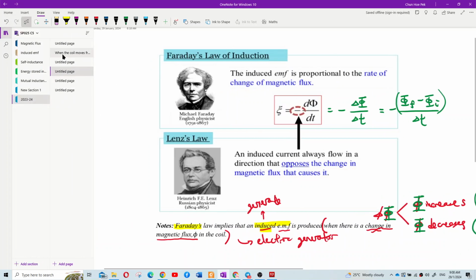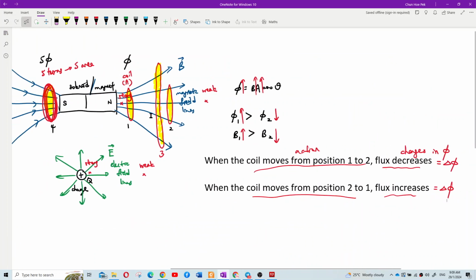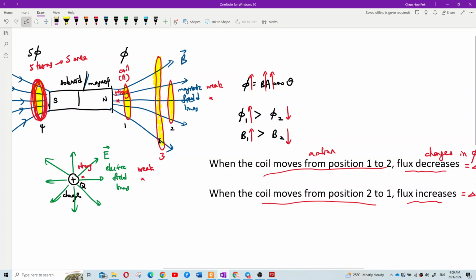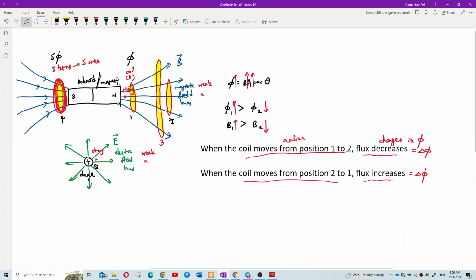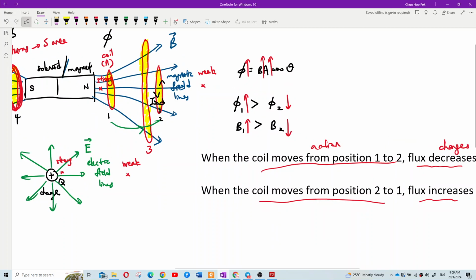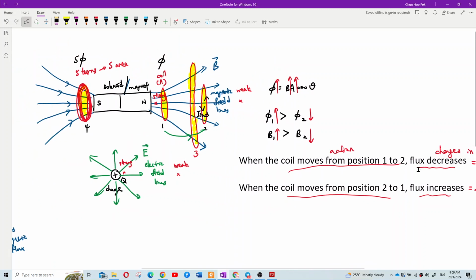Go back to this example. If you move the coil from position 1 to position 2, what happened, class? Yes, it will generate electricity. So in the coil just now, there is induced current flowing in the coil. Ada elektrik sudah. Kalau you bergerak dari 1 ke 2 akan ada elektrik. Kalau bergerak dari 2 ke 1 pun akan ada elektrik. Sebab ada perubahan flux.